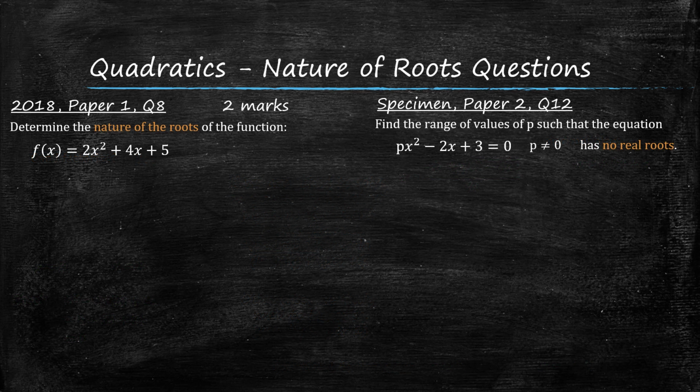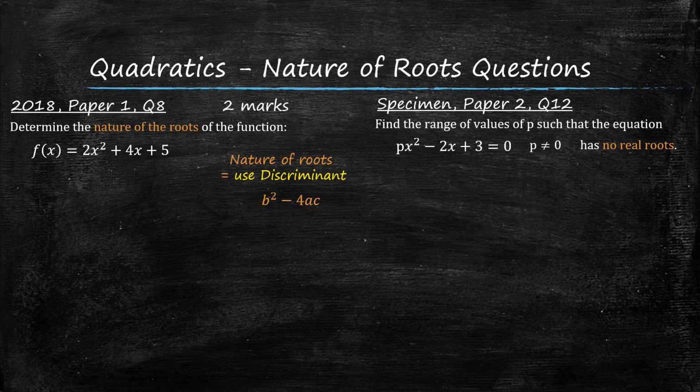Our next two examples are on the nature of the roots of a quadratic equation. An example on the left hand side, 2018 paper 1 question 8 for 2 marks. Determine the nature of the roots of the function f of x equals 2x squared plus 4x plus 5. When we see this phrase, nature of the roots, it tells us that we need to use the discriminant b squared minus 4ac. We calculate the discriminant b squared minus 4ac.